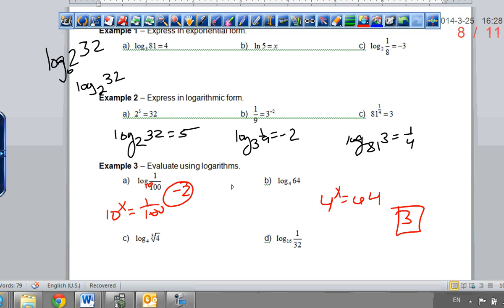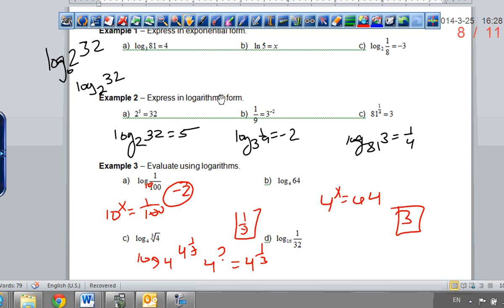Letter C, fractional exponents or rational exponents. So this is log base 4 of 4 to the 1/3. So this is saying 4 to what power makes 4 to the 1/3? Well, 1/3, right? 4 to the 1/3 power is 4 to the 1/3 power.